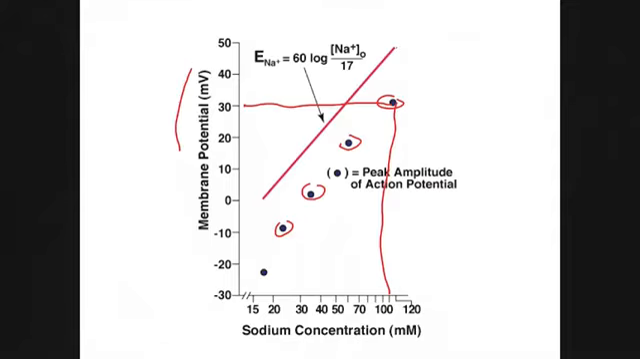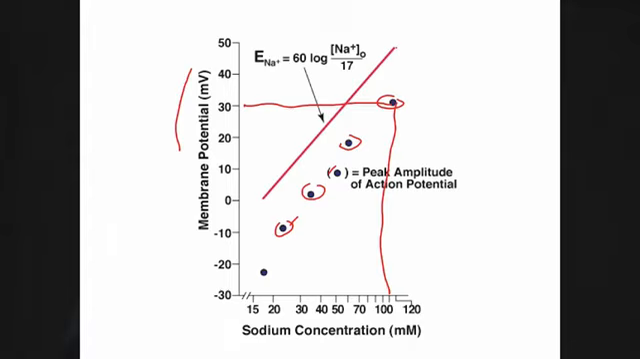So the good news is that there is an excellent agreement: as you change the sodium concentration, the peak amplitude changes, as does the equilibrium potential for sodium. But there's a deviation between what you measure and the predicted value. Now, that's actually not too disturbing when you think about it. What this means is that the membrane is becoming highly permeable to sodium during the peak amplitude of the action potential. There's no doubt about that.